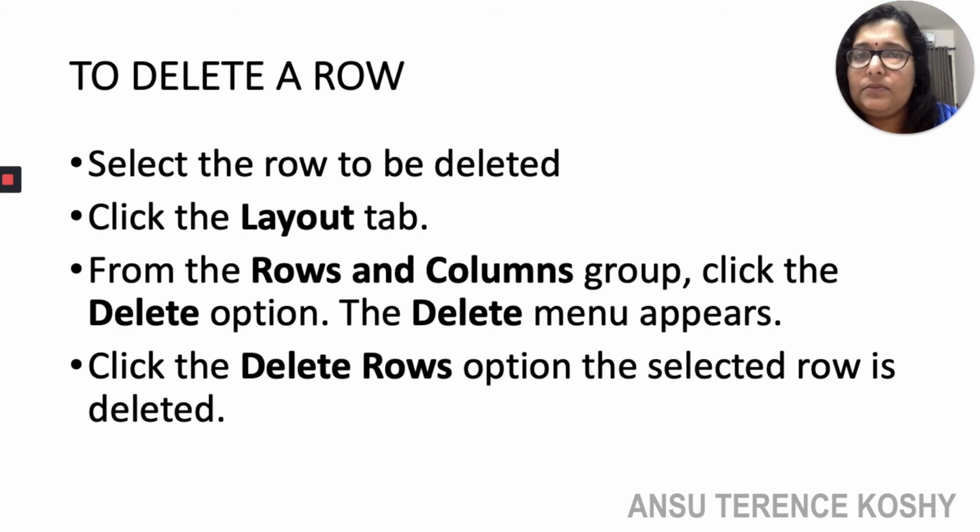I'll repeat one more time. You have to select the row you want to delete. Then click on the Layout tab. In that look for the Rows and Columns group, and in that click the Delete option. The Delete menu appears, and in that you press the Delete Rows option to delete the rows you need.